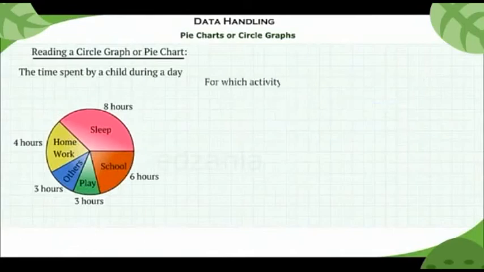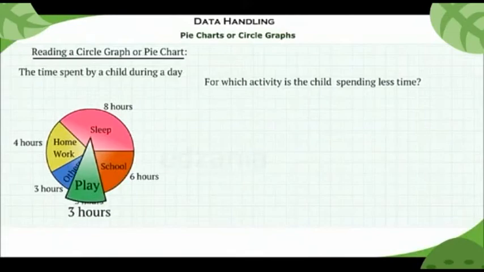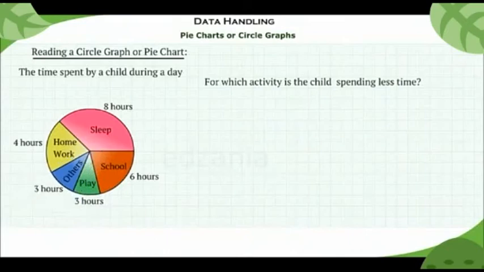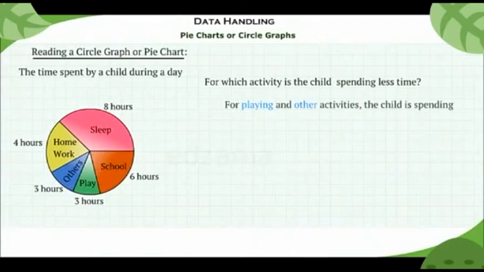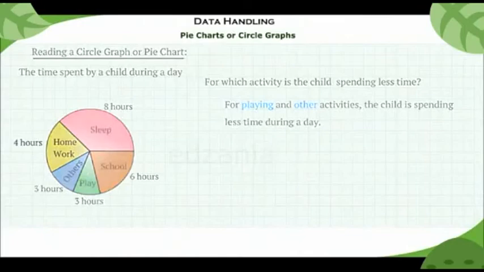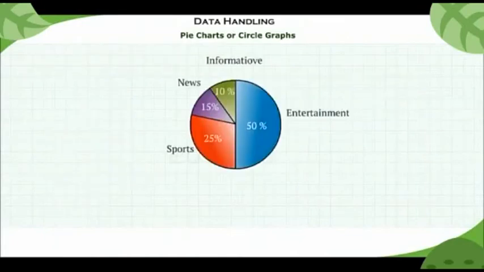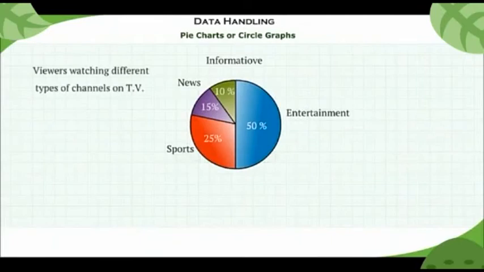Similarly, for which activity is the child spending less time? Here we can observe that the sectors labeled playing and other activities both are the smallest among all. So we can say that for playing and other activities, the child is spending less time during a day. Now let us consider one more example. Here we have a pie chart representing the data of viewers watching different types of channels on TV. Observe the percentages of viewers watching different types of channels.